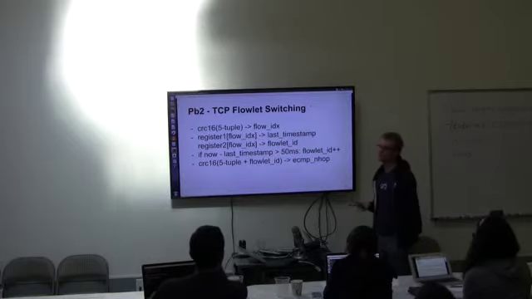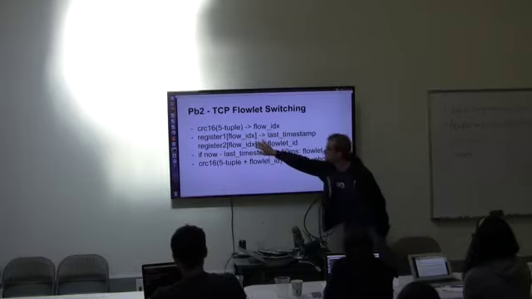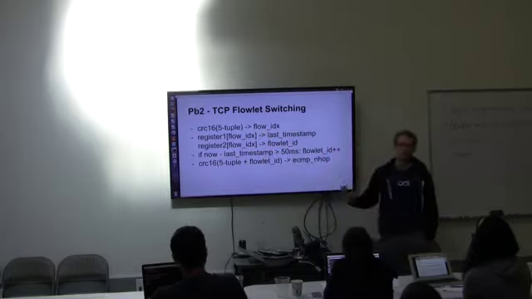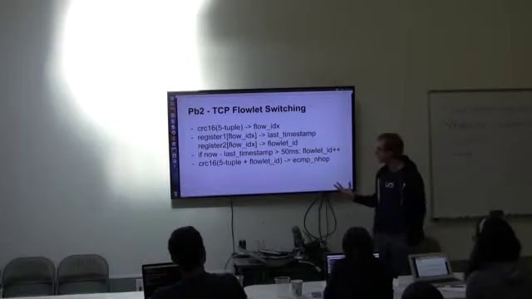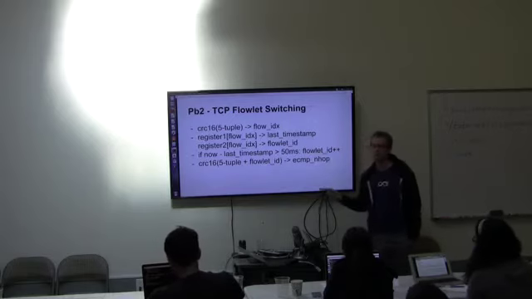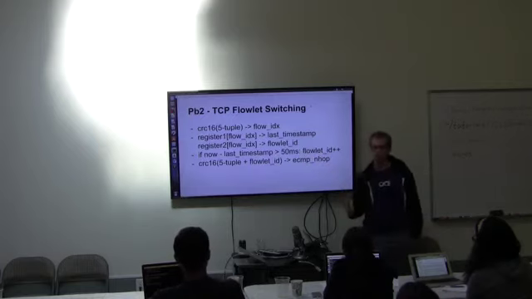And then we're going to have two registers that Vladimir talked about. Both of them are going to be indexed by the flow ID. So you can see it as an array, and each cell in each array is dedicated to one TCP flow. In the first register, we're going to keep a timestamp of the last time we saw a packet, and in the other one, we're going to keep our Flowlet ID.